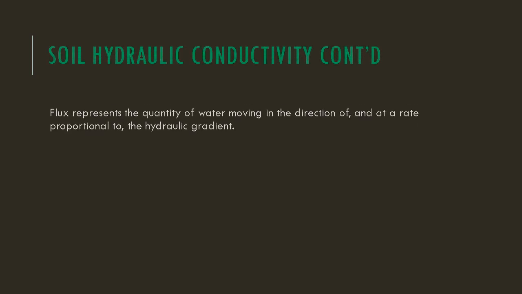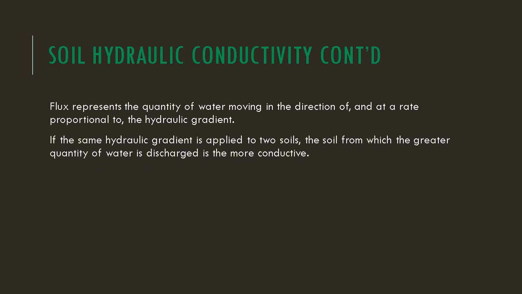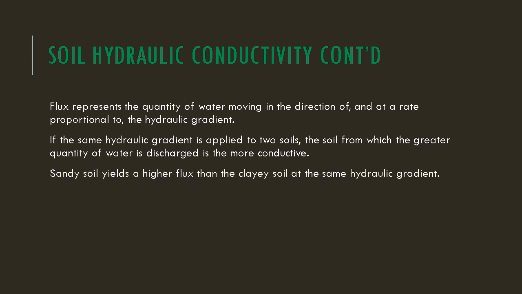So how do we determine hydraulic conductivity? Remember that you need to have flux, which represents the quantity of water moving in a direction at a rate proportional to the hydraulic conductivity. If the same hydraulic gradient is applied to two soils, the soil from which the greater quantity of water is discharged is more conductive compared to another soil from which less water is discharged. Okay, good. So next, sandy soil will yield a higher flux, or is more conductive, than clay soil at the same hydraulic gradient.